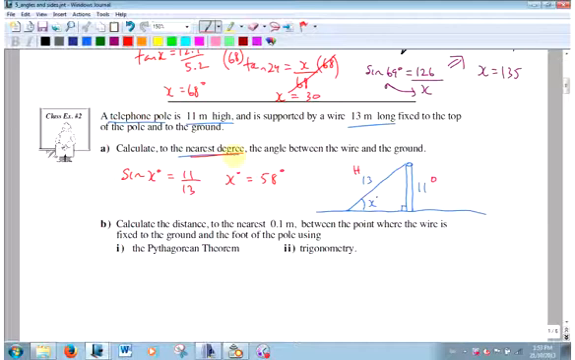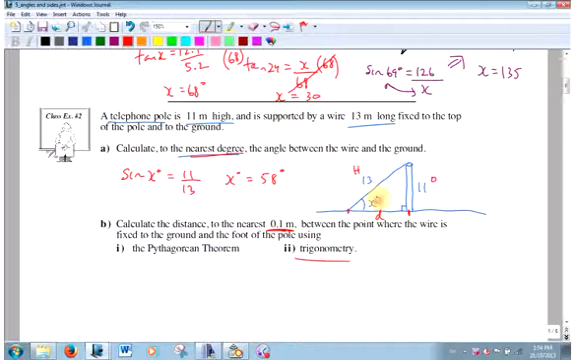All right? Part B, same question. Calculate the distance to the nearest tenth, that says, right? Tenth of a meter between the point where the wire is fixed to the ground and the foot or bottom or base of the pole. You know what? This is the only distance we don't have here. So you shouldn't make a mistake, right? Okay, that's what I want to know. Let's call it D for distance. Let's do trig first. How can I find D?